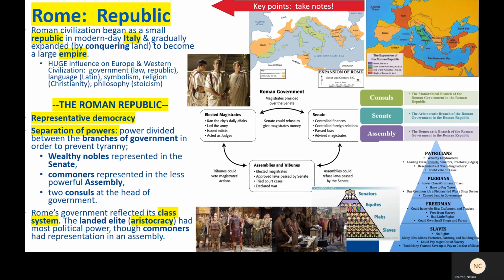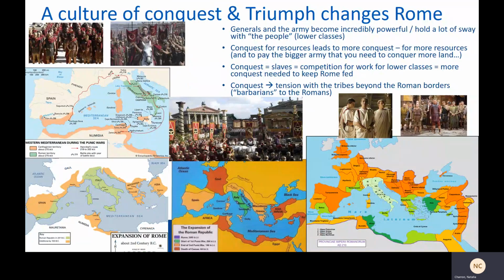One thing to keep your eye on as our story continues tomorrow will be the way that a culture of conquest and triumph will change Rome. Rome initially hadn't been all about conquest, but gradually it expanded, taking all of Italy. And then eventually it went to war with a state called Carthage, a couple times actually, after which Rome became this just giant mass of land, an empire even.